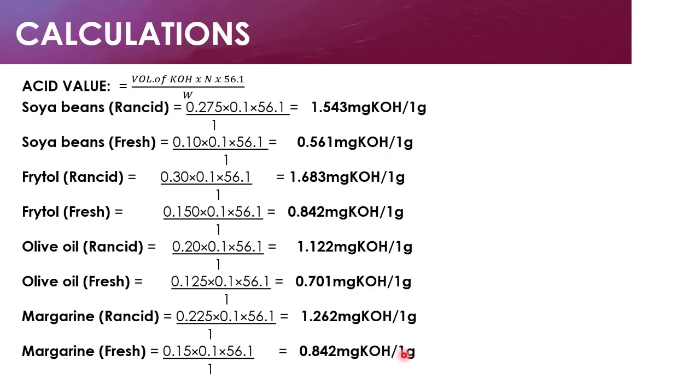What we also have to note is that we are using per 1 gram in each of the values, because in our protocol we used 1 gram of lipid. If we happen to use 2 grams, then that means that over here will be per 2 grams. So let us take note of that.